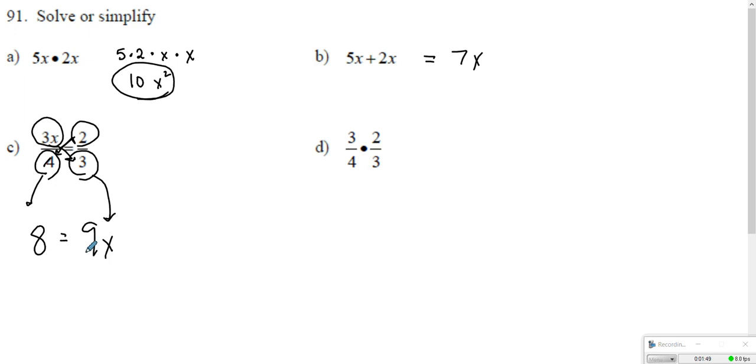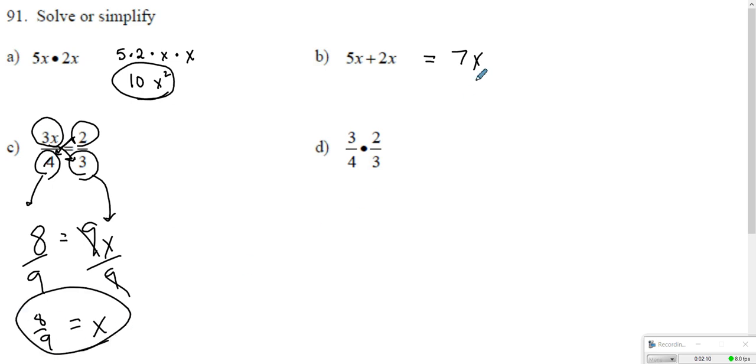You go, that doesn't equal? Yes, it does. 8 does equal 9x. I don't know what x is, but whatever it is, it will make this work. So to solve this, I can divide both sides by 9 to figure out what the x would have to be. The 9's would cancel. I get x equals 8 over 9. You can just write that as 8 over 9, 8 ninths. So x equals 8 ninths for this one.